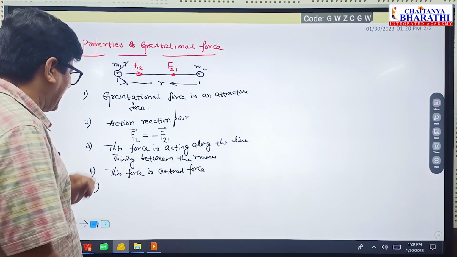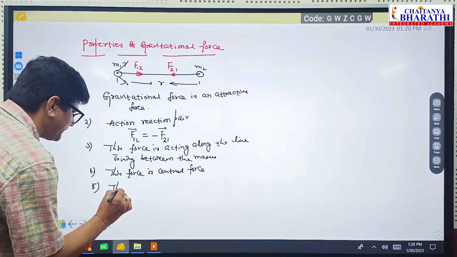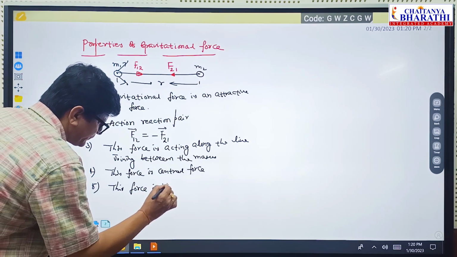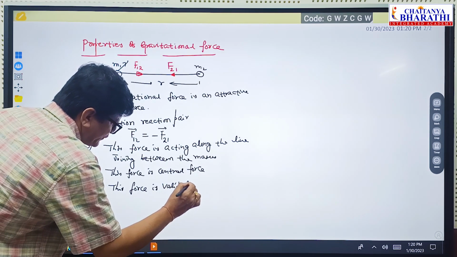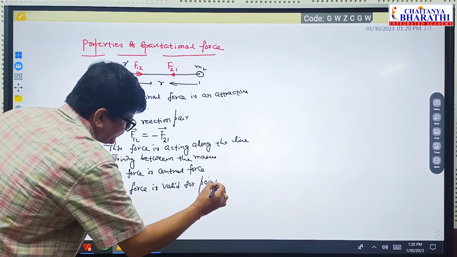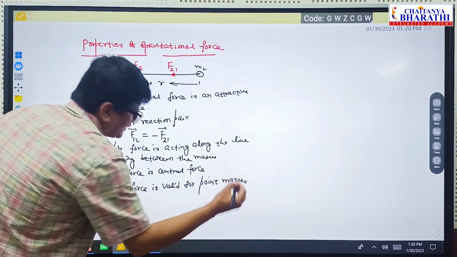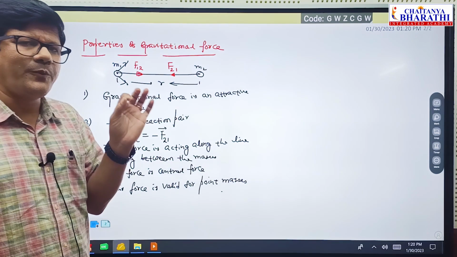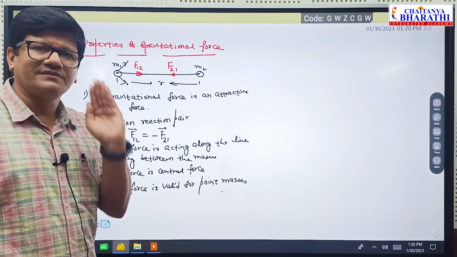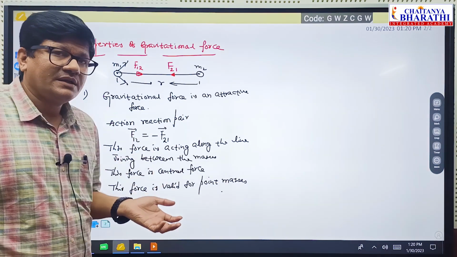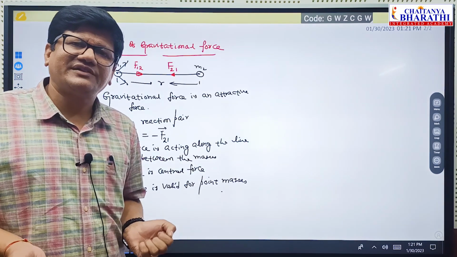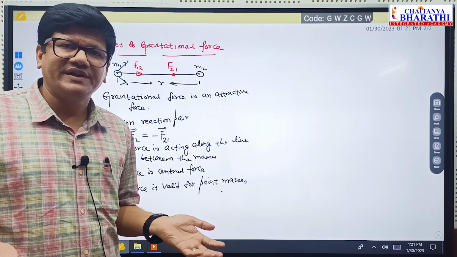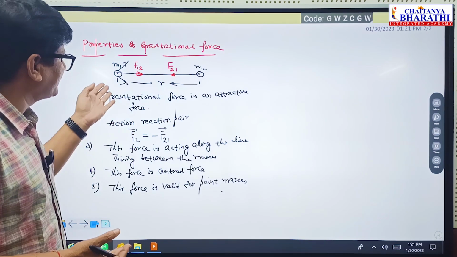this force is valid for point masses. So only for point masses is this gravitational force valid. But in the universe, there is a force of attraction between Earth and Sun, Earth and Moon. Those are heavy bodies. So for heavy bodies also this force is valid.